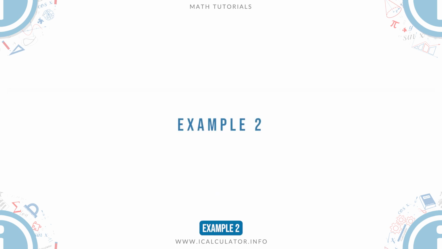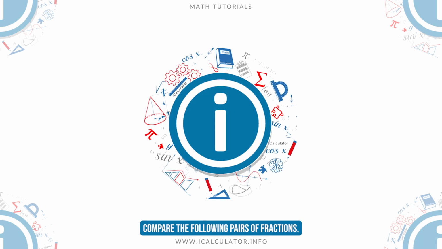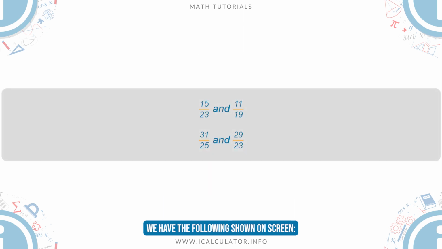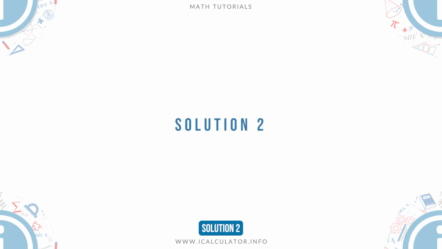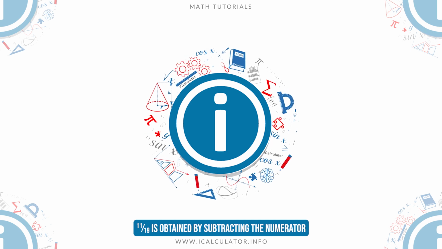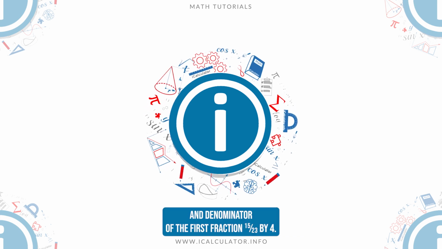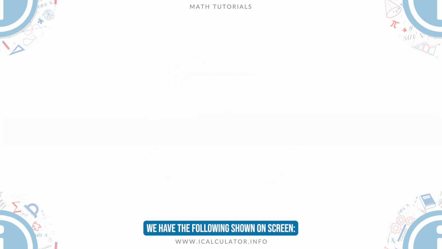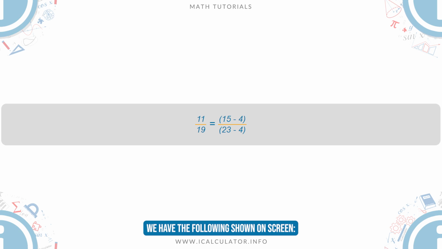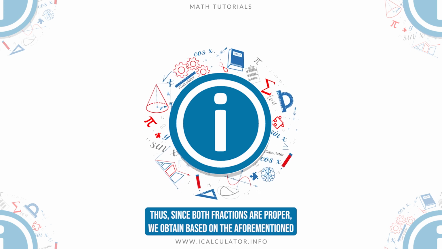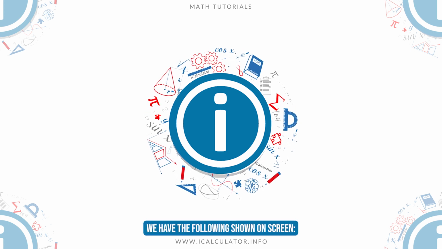Example 2. Compare the following pairs of fractions. We have the following shown on screen. Solution 2. The second fraction, 11/19, is obtained by subtracting the numerator and denominator of the first fraction, 15/23, by 4. We have the following shown on screen. Thus, since both fractions are proper, we obtain, based on the aforementioned rule, we have the following shown on screen.